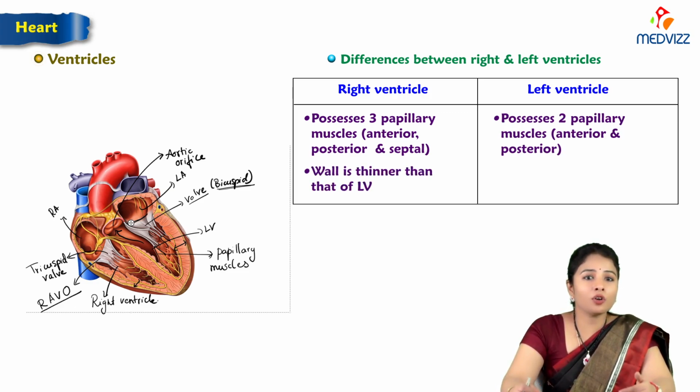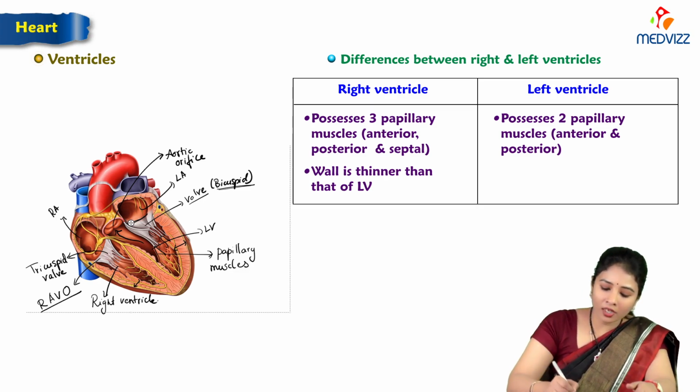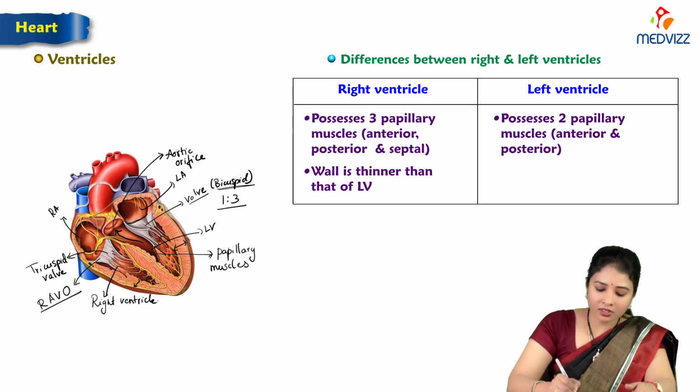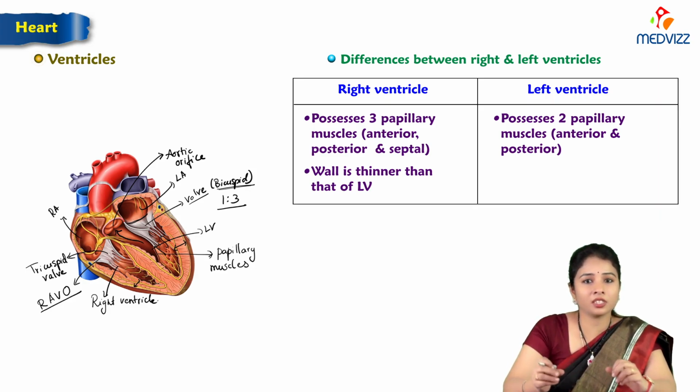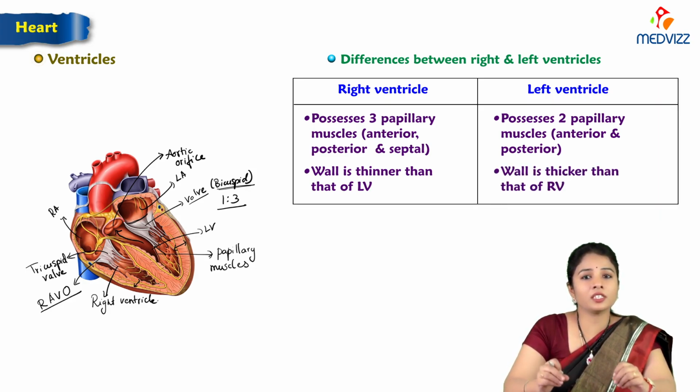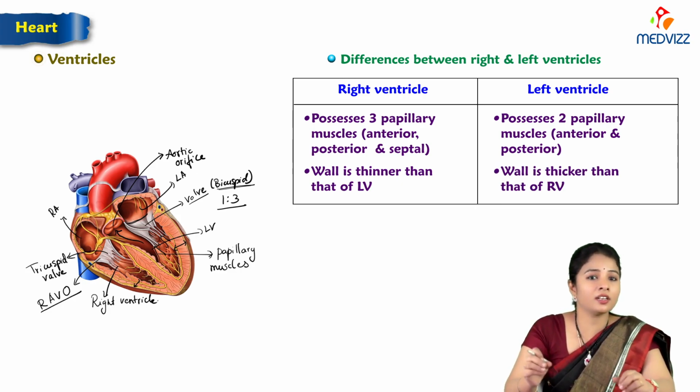If we see the wall of the right ventricle, it is thinner than the left, so the ventricular thickness ratio is around 1:3. Means the right is 1, whereas the left ventricle is 3 times thicker. So the wall of the left ventricle is thicker than the right. It is almost 3 times thicker than the right ventricle.